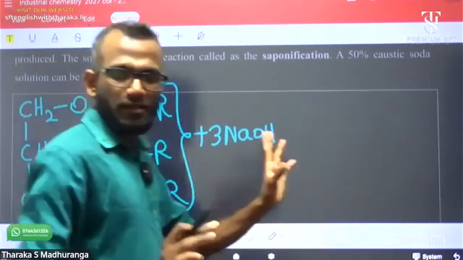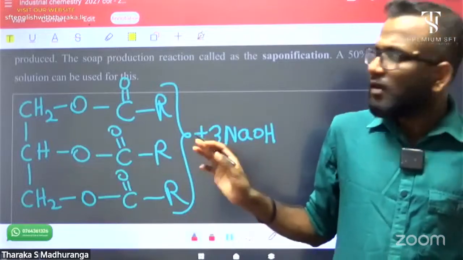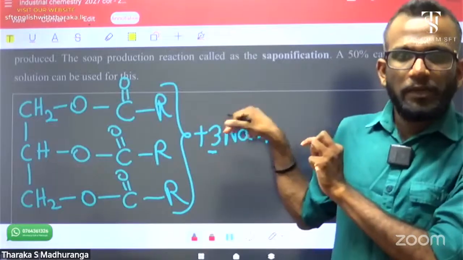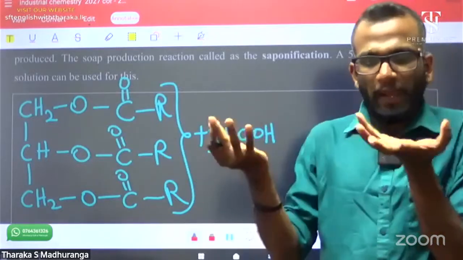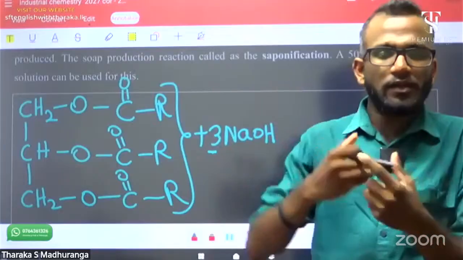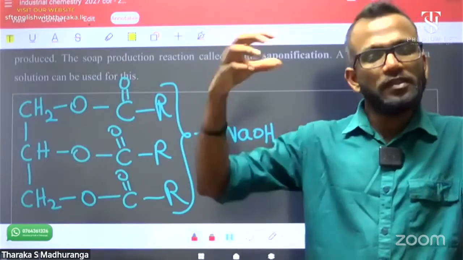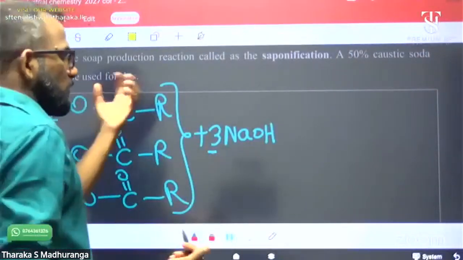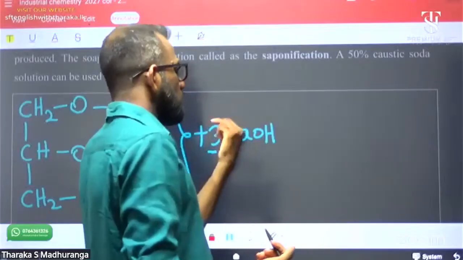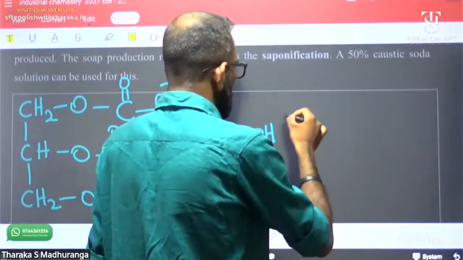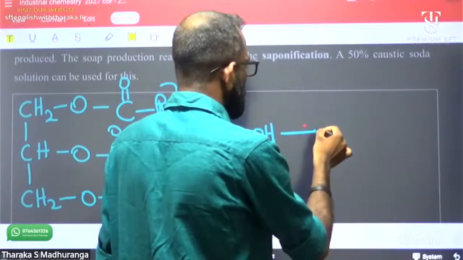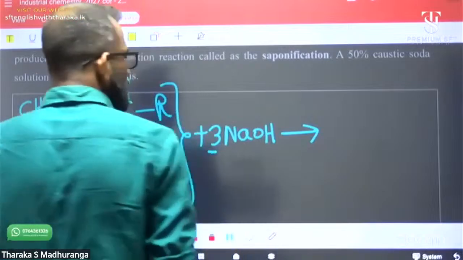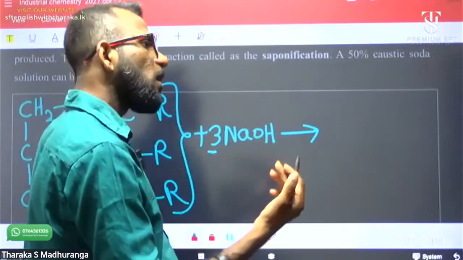When we balance, it has a special name. I forgot. While balancing, this coming value is 3. But practically, when we mix triglyceride with caustic soda, that's practical soap production. But in balancing, it comes as 3 as a value. That's a chemical reaction. They are the raw materials. Then it is producing soap.